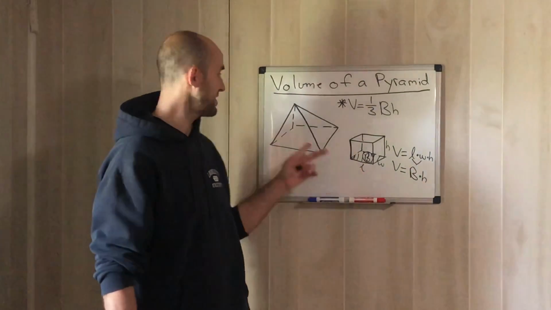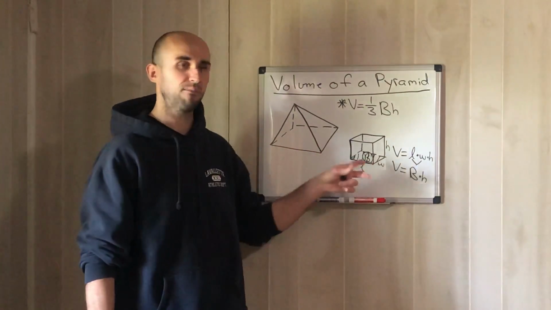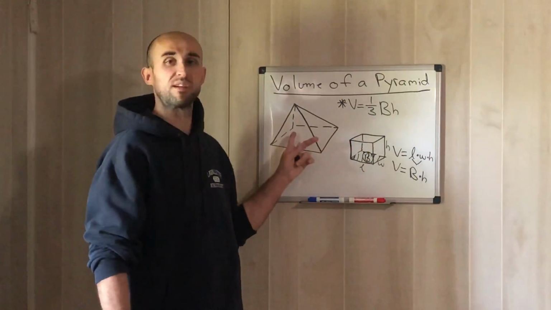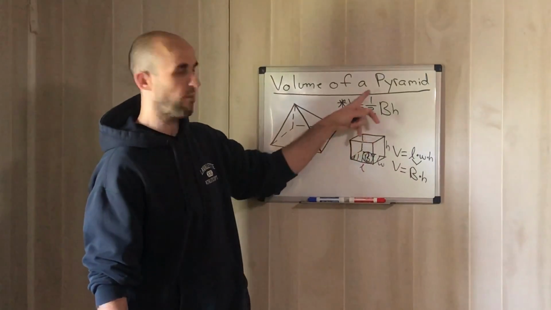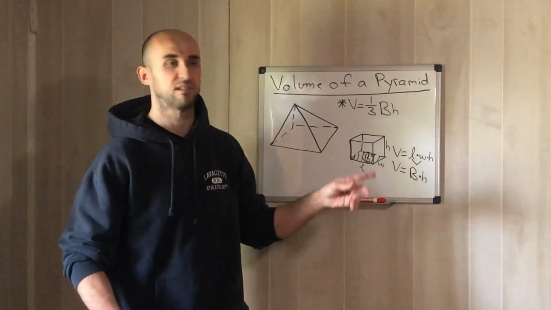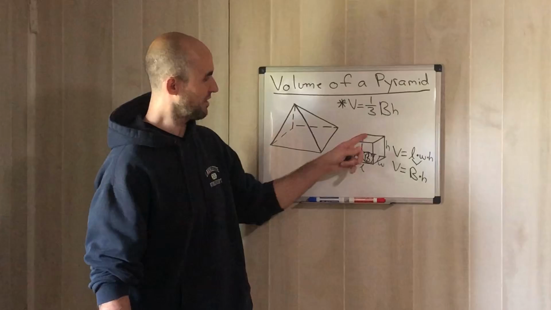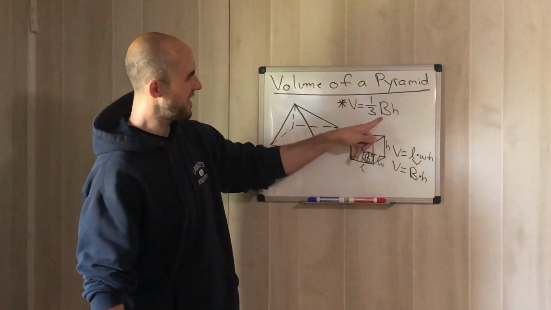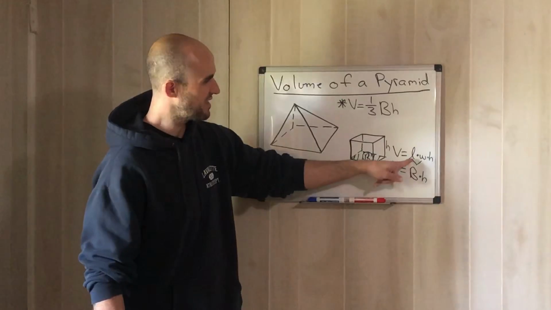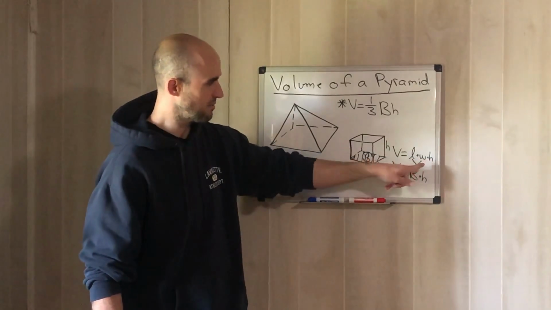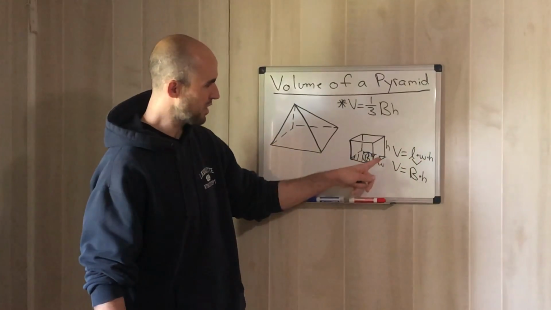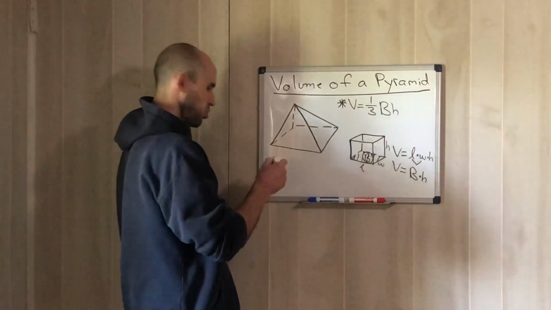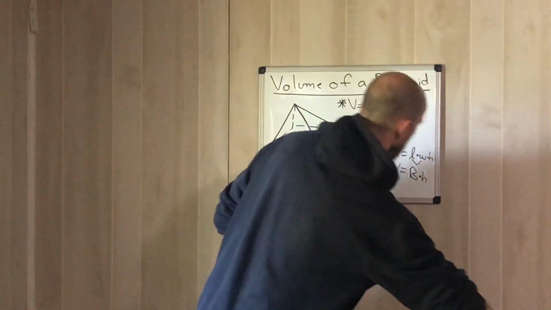And because of that, since it takes 3 of these to fill that up, this is 3 times smaller than that. So if this is 3 times smaller than that, that's why we have a third, because a third means it's literally a third, 3 times smaller than this. So that's where the third comes from. And then area of the base times height, it's the same way as looking at length times width times height. Because when you do length times width, it gives you the area of a rectangle. Again, just wanted to show you where that's coming from.